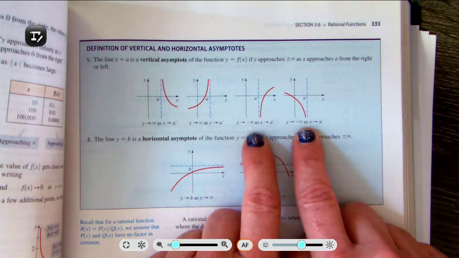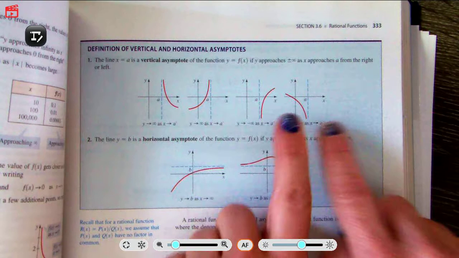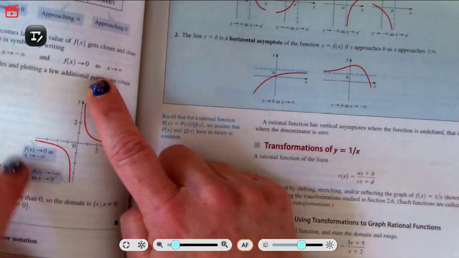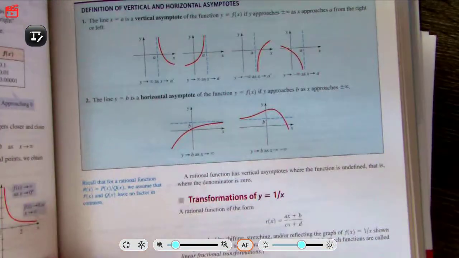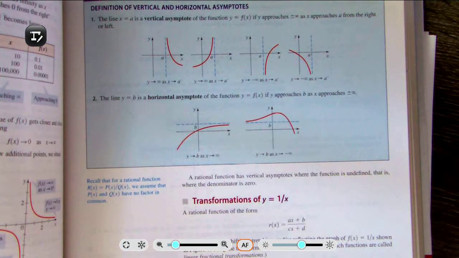So here's pictures from the right and from the left. Or we could have them split like they did in the 1 over x picture before. Here we had one side going to a positive, one side going to a negative. And as I'm working through examples, I will indicate how we can tell which is which.